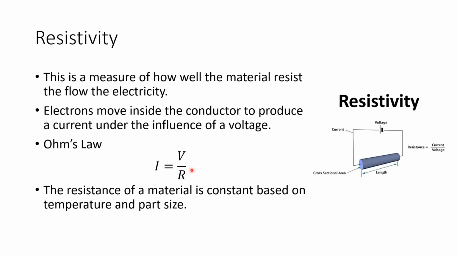We call this relationship between the current, the voltage, and the resistance Ohm's law, because that guy found out about this. So the resistance of the material is pretty much constant, and of course, all your material is subject to a particular size. We call it the part size or component size, the material size, and the temperature at which they are staying.